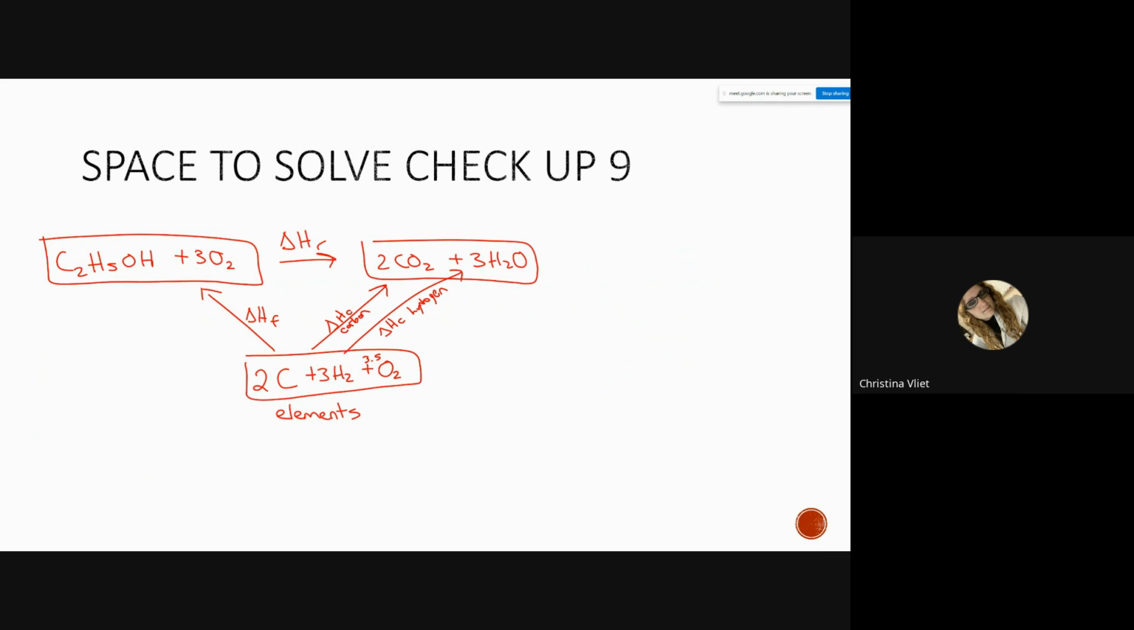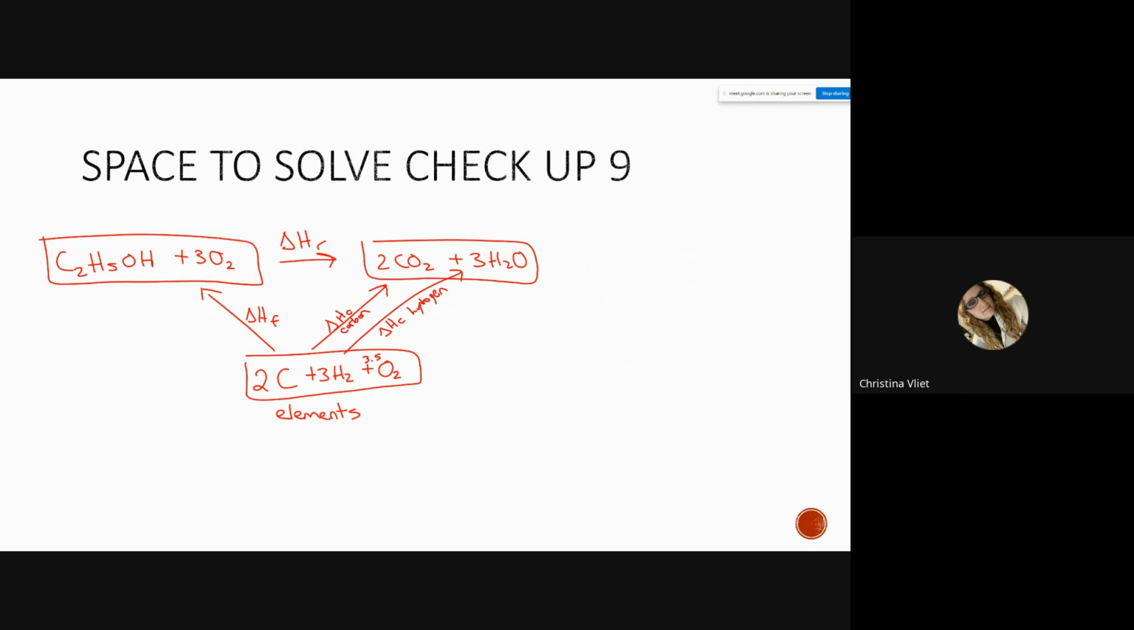What formula does this give you? By the way, if you hate energy cycles and you don't like putting this stuff together, this formula always works for combustion. Once we put it together, you could just put it on your notes to memorize if you prefer not making a cycle every time.